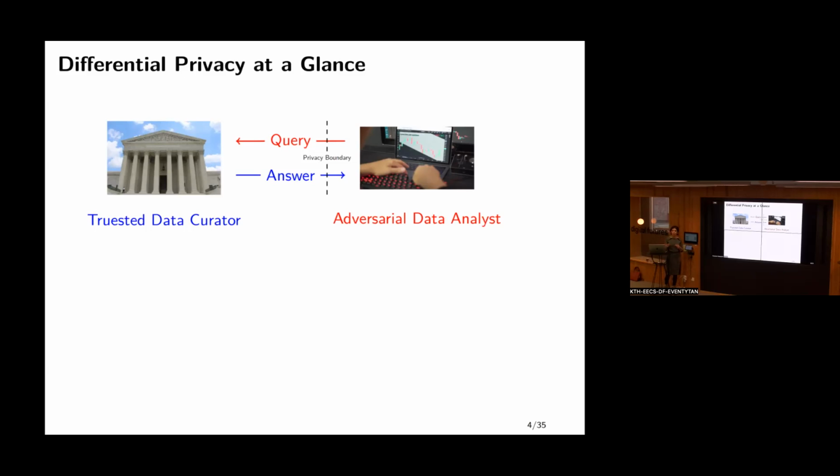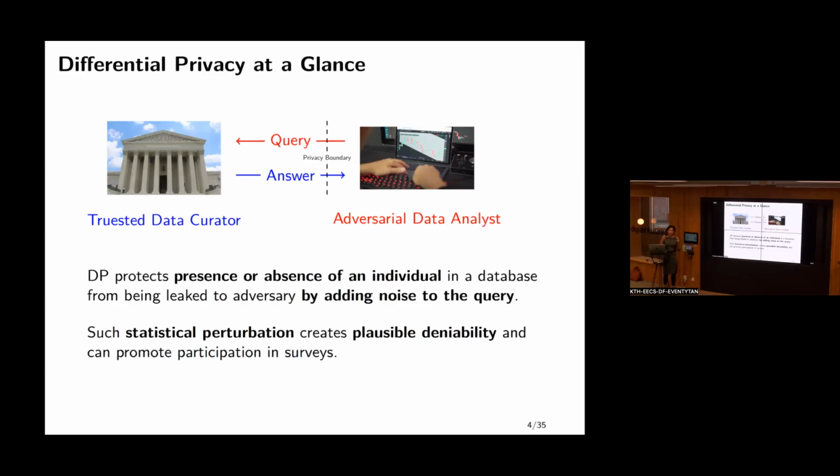What is the average age or median age of people in this neighborhood, and things of this sort. So the query comes into the data set, and this curator has to answer. So differential privacy is a way to try to protect the presence or absence of people in this large data set by adding noise to the query.